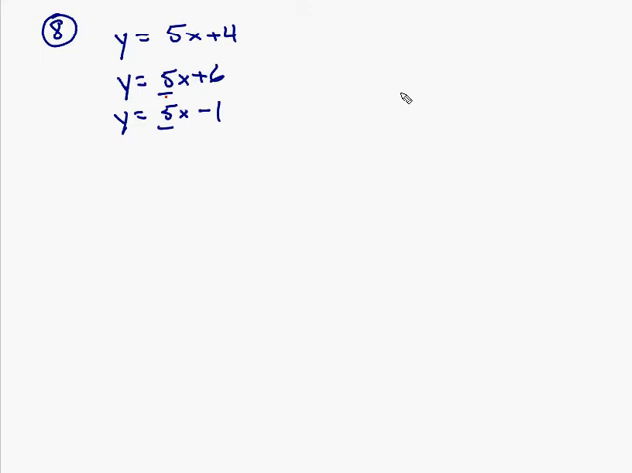The slope of a perpendicular line would have the opposite sign and the reciprocal. So the slope of the perpendicular line is going to be equal to negative 1/5. Okay? Alright, number 9.